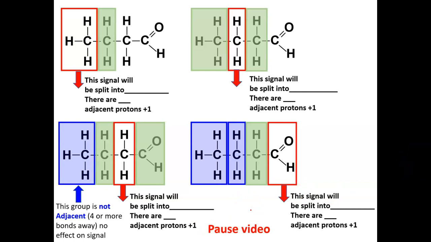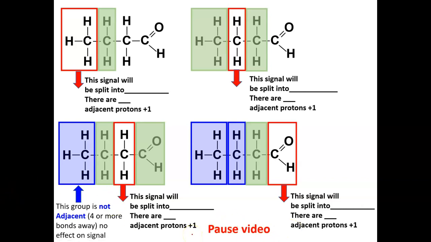Now, at the bottom I've shown you in blue or purple those protons that are too far away. Remember, they are more than 4 bonds away, so they have no effect on the immediate signal of what's either side. So just count up the number of green protons effectively and add 1.